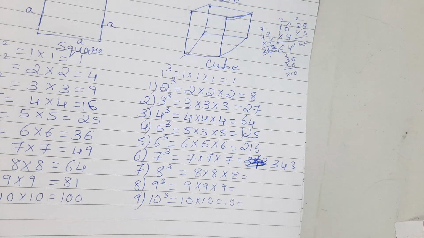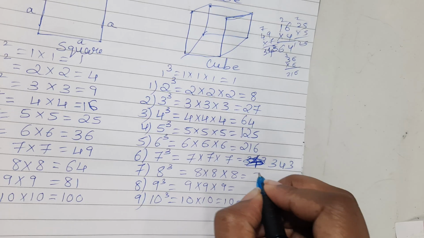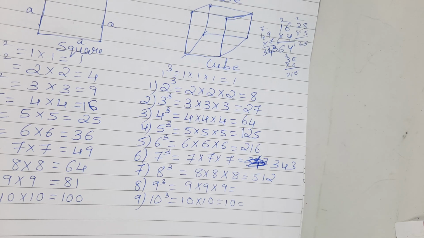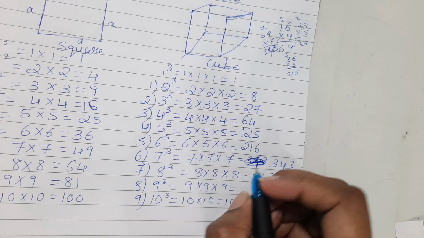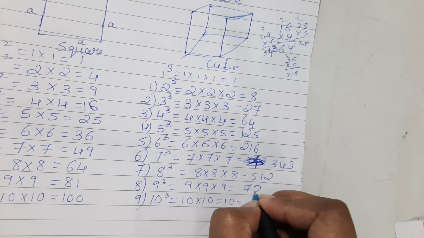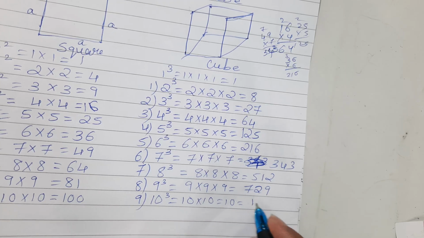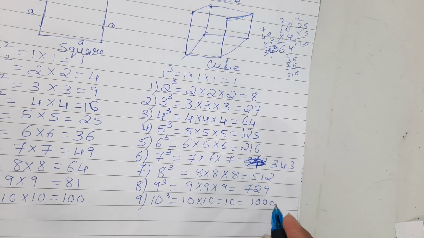8 8s are 64. 64 multiplied by 8, you will get 512. 9 9s are 81. 81 9s are 729. And 10 cube will be 1000.